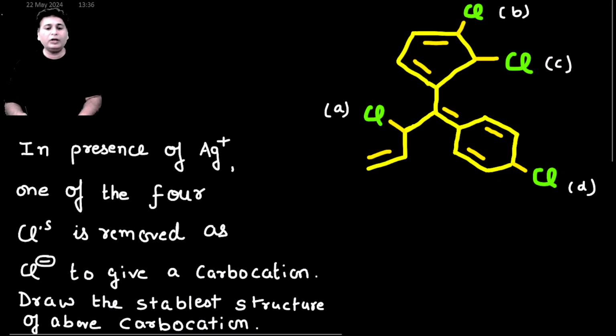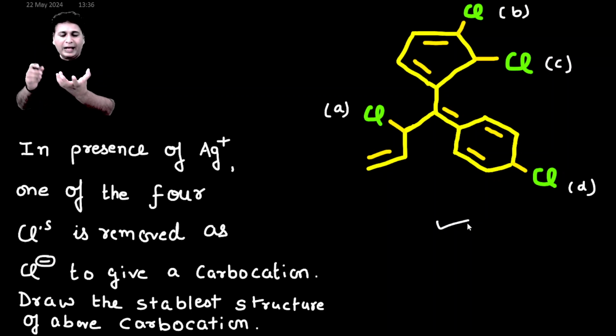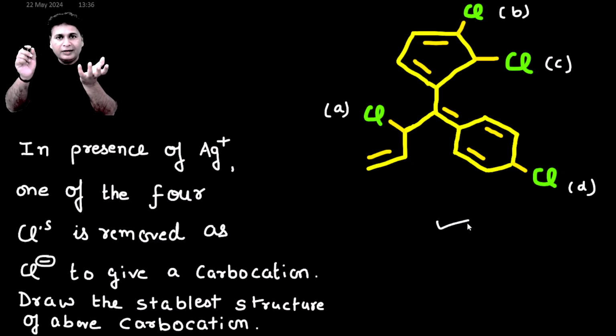So as you can see on your screen, on the right hand side I have given you a compound. Student, this compound has 4 chlorine atoms. I have numbered them A, B, C and D. Now what is the chemistry in this problem? I have reacted this compound with Ag+.